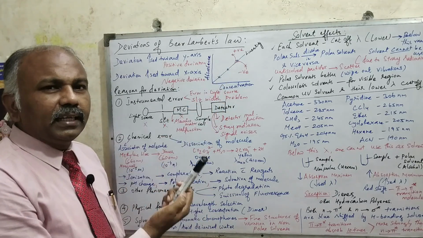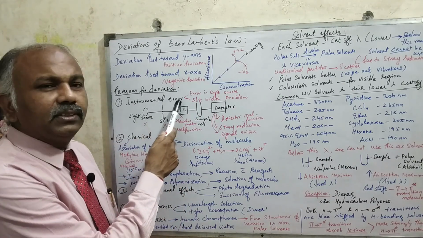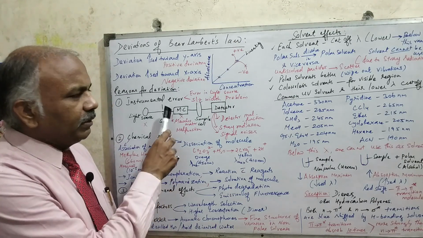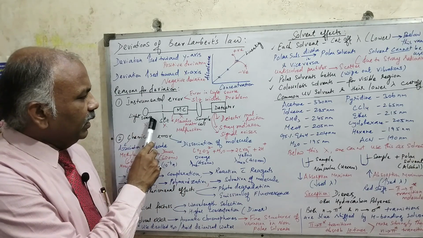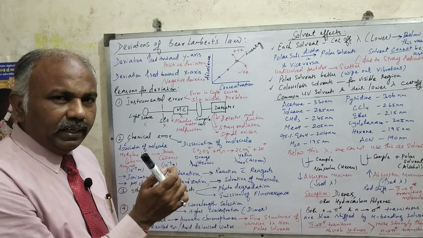Now, what is the major reason for this deviation? The first important reason is instrumental error. What is this instrumental error? We have a light source, and then the light source is followed by a slit. The slit is to control the intensity of the light radiation.